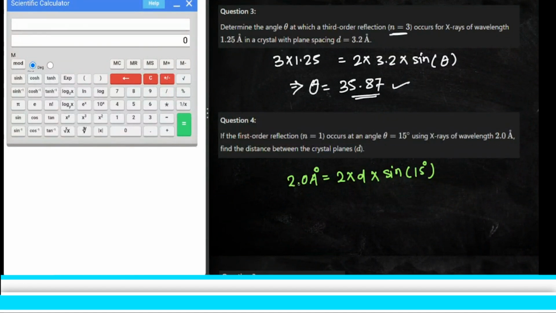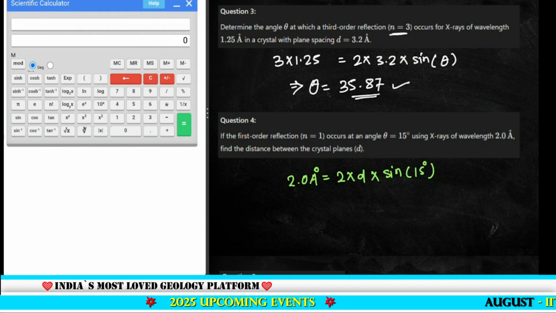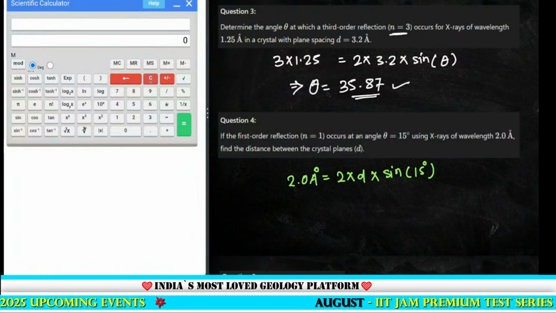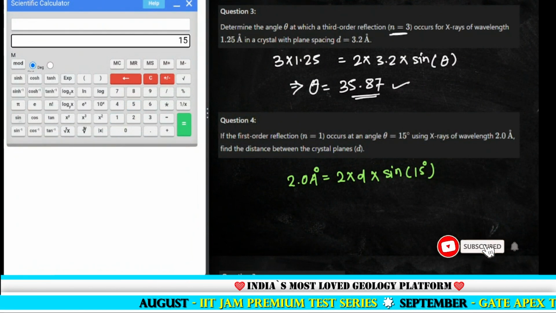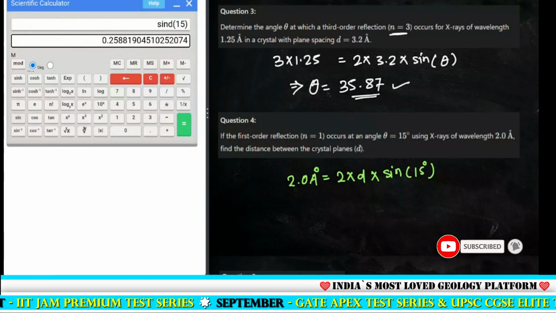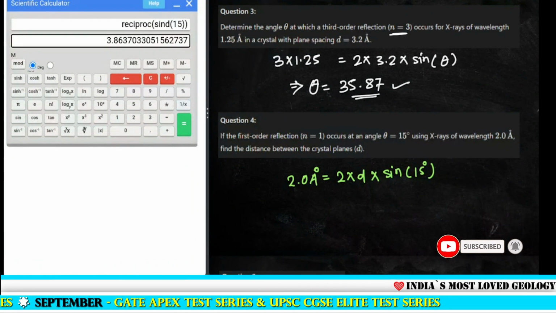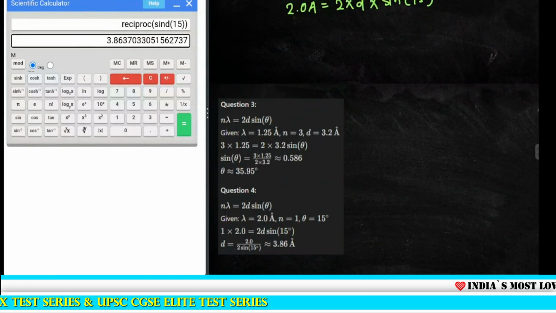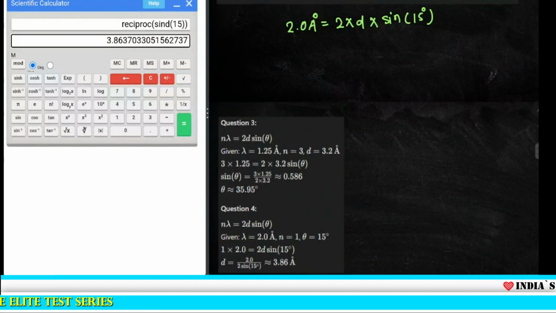So what will it be? If we divide 2 by 2 here, what will it be? 1 angstrom. So d into sin 15 is equal to 1. d is 1 by sin 15. Okay, 3.86 angstrom. You can see, this is the formula. Okay, so everybody is giving a nod.